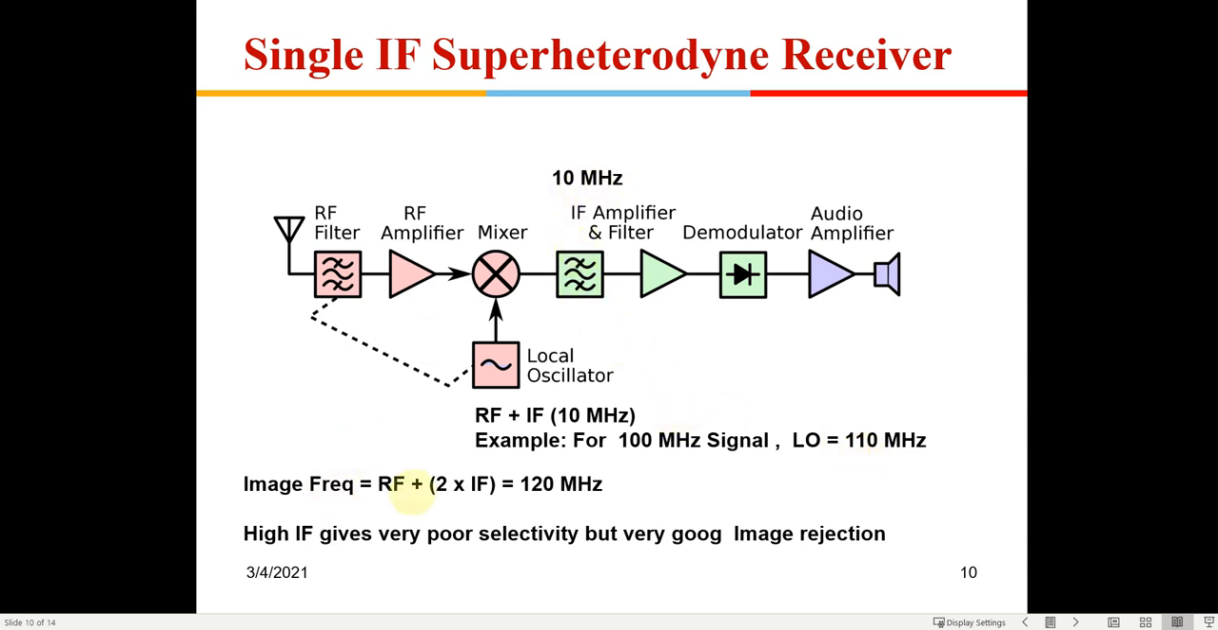What about the image frequency? RF plus 2 IF, that is 120 megahertz. 120 and 110 is also going to give me 10 megahertz, so now the image frequency is 120. Now if you see this RF amplifier, I have tuned it to 100 megahertz, so the image is 20 megahertz away. We saw the bandwidth is generally 3 to 6 megahertz, so it will be able to reject this image frequency, because the IF is greater, so the image frequency has moved very far away.